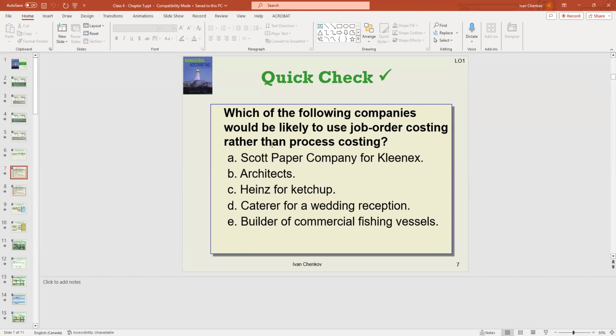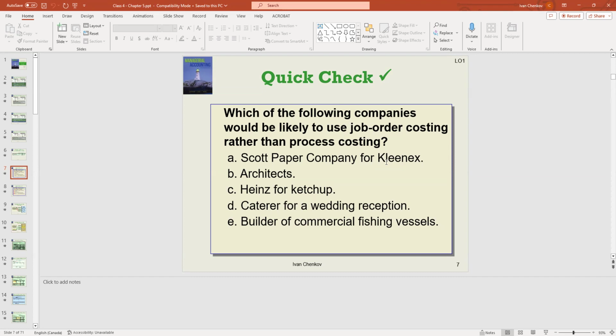So which of the following companies would likely use job order costing rather than process costing? First, a company producing Kleenex. What do you think they're going to use, job order costing or process costing? What is Kleenex? Those are the cleaning papers and cleaning towels that we use when we're crying and when we're blowing our noses. Okay, so that should be process costing, yes. How about architects?